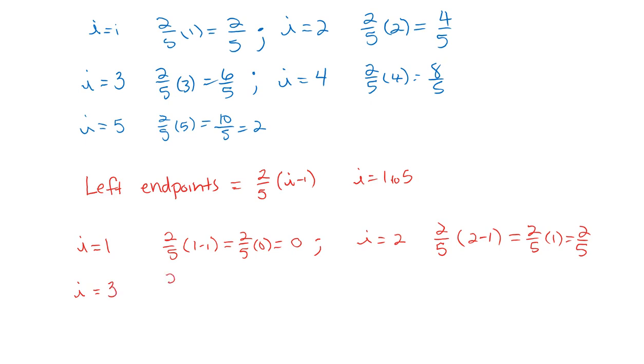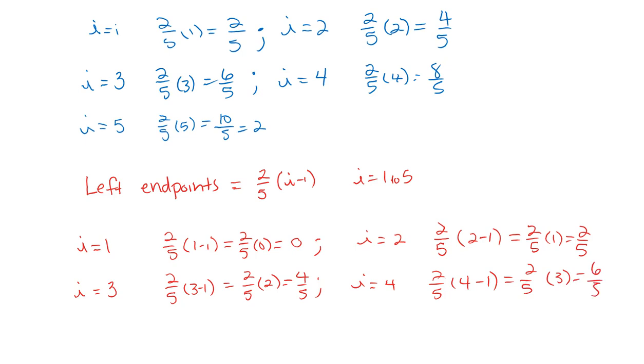i equals 3. 2/5 times 3 minus 1. That's 2/5 times 2, and that's 4/5. i equals 4. 2/5 times 4 minus 1 is 2/5 times 3, and that's 6/5. And then finally, for i equals 5, that's 2/5 times 5 minus 1, 2/5 times 4, and that's 8/5. And that matches each one of the left endpoints that we had for our figure.